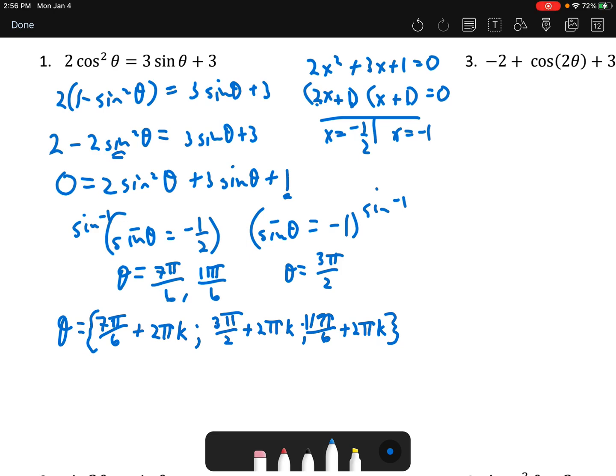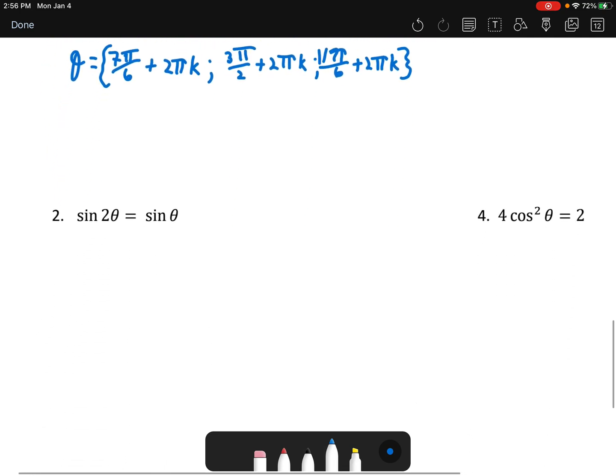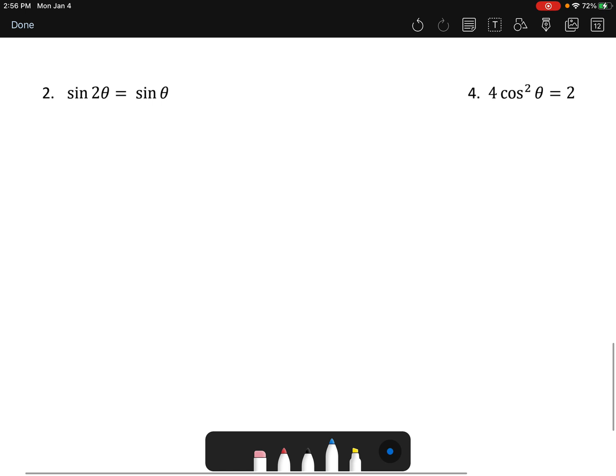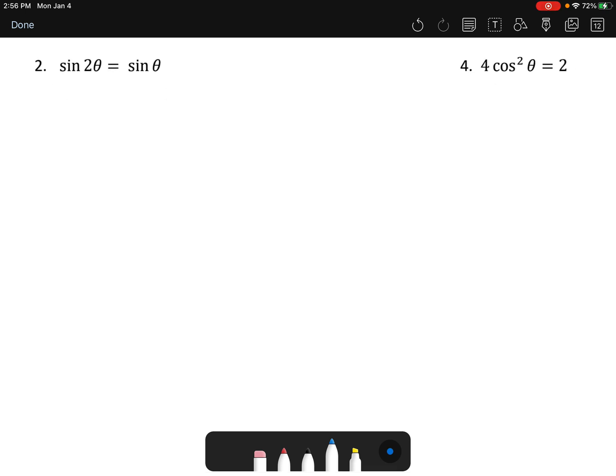Plus 2 pi k. Now, if it was tangent, I want you to think about it. If it's tangent, you only have to add pi, because tangent repeats every pi. Sine and cosine repeat every 2 pi. So let's look at number 2. Sine 2 theta equals sine theta. You're like, what?